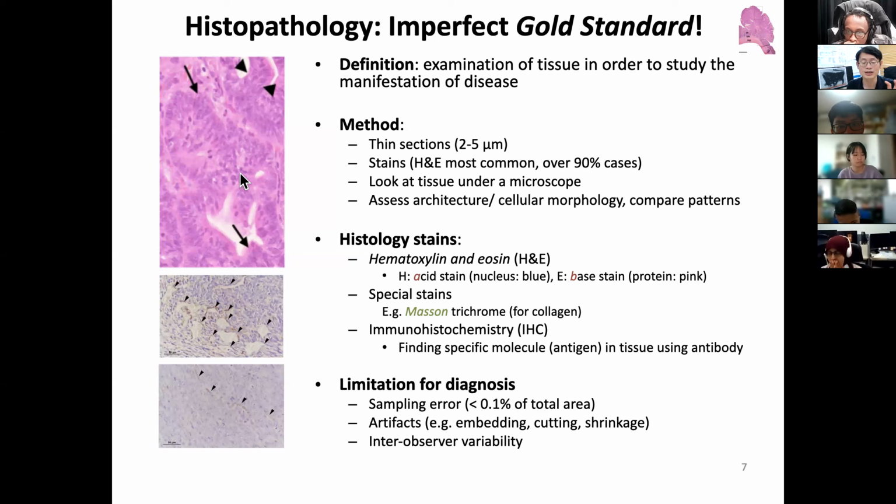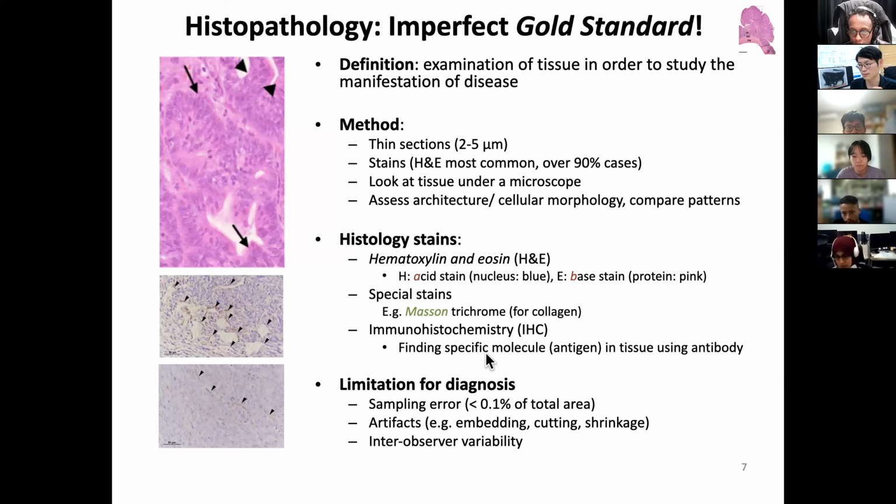And H&E is great, but sometimes you want to see more specific molecules. That's where special stains come in. So whatever is not H&E, where you want to see something specific, that's a special stain. For example, I want to see collagen. Okay, collagen distribution changes. Then most of the time there's a special stain for that. For example, Masson's trichrome stain stains collagen.